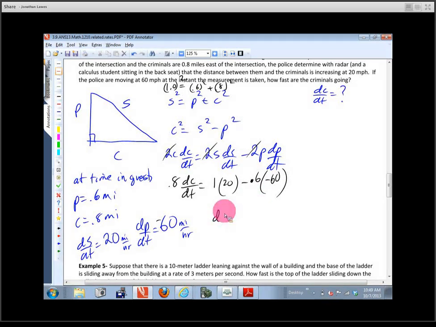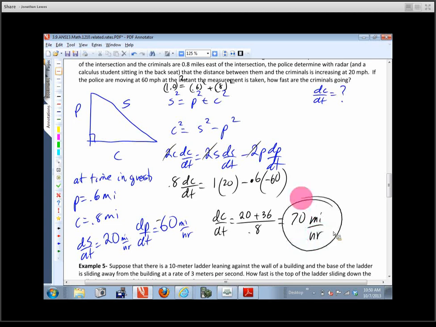So dC/dt, how fast the criminals are going with respect to time, is going to be 20 minus, let's see, that would be positive 36 divided by 0.8. And what do you get? 70. 70 miles per hour.